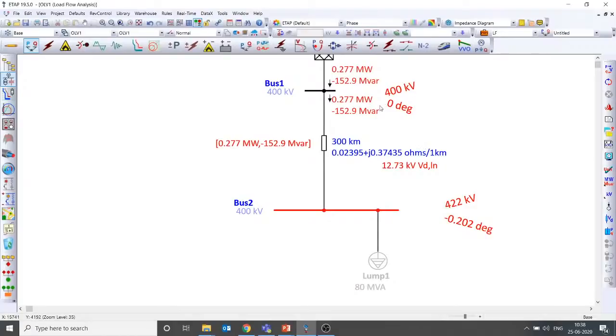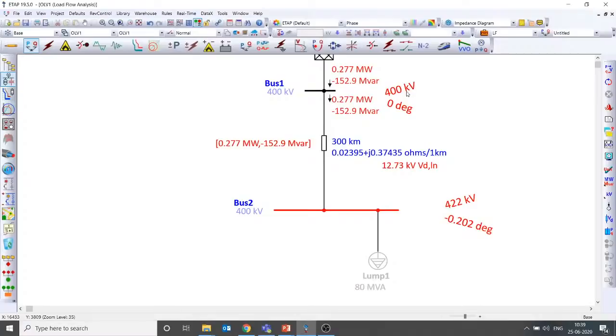Even in the Ferranti effect case, 0.277 megawatt is flowing, right? This 0.277 megawatt is flowing from sending end to receiving end because the sending end angle is 0 and the receiving angle is minus 0.202. So real power will always flow from higher angle to lower angle, and reactive power will flow from higher voltage to lower voltage. Here the receiving end voltage is 422 kV and the sending end voltage is 400 kV. So to give a quick conclusion, real power flows from higher angle to lower angle, and reactive power flows from higher voltage to lower voltage.